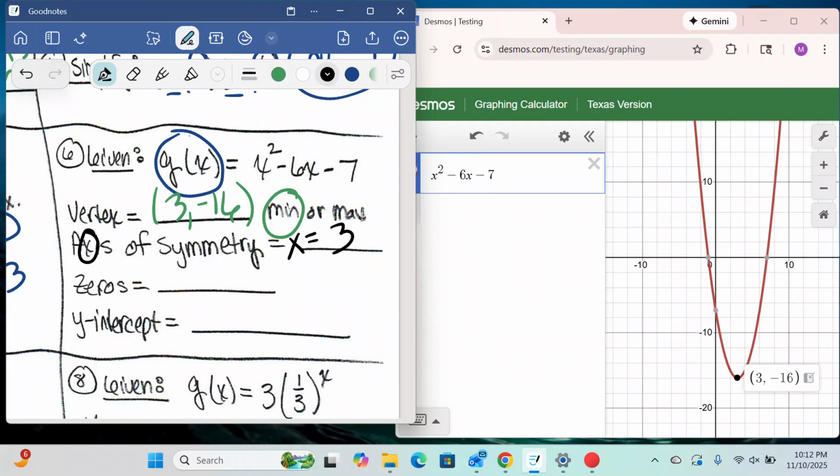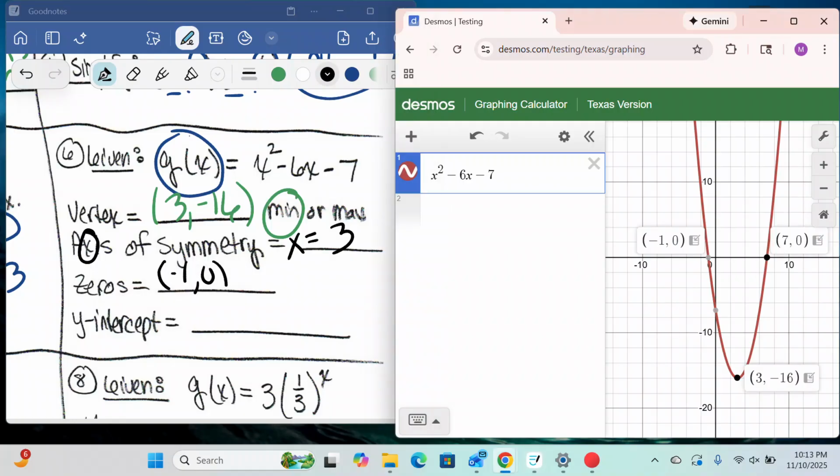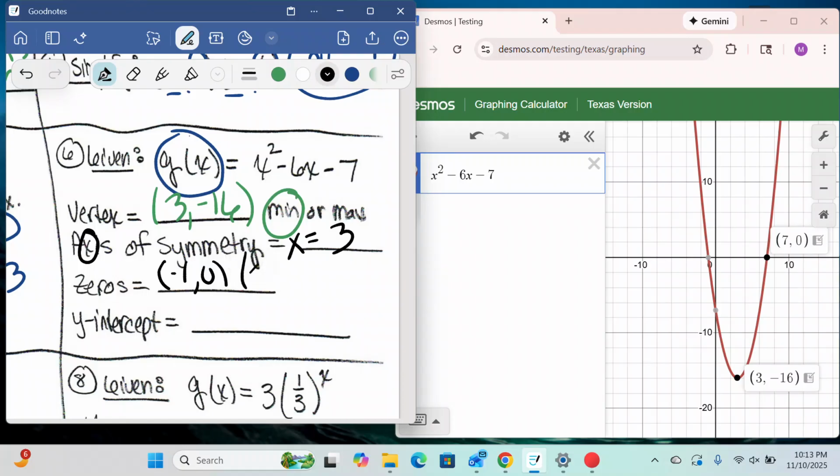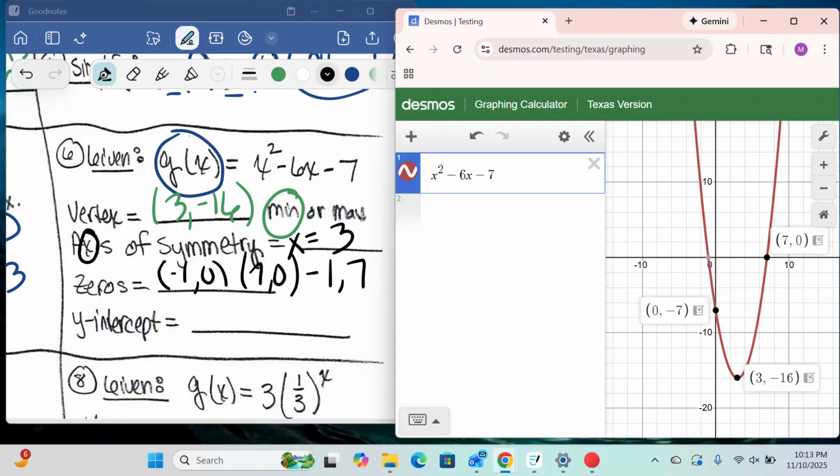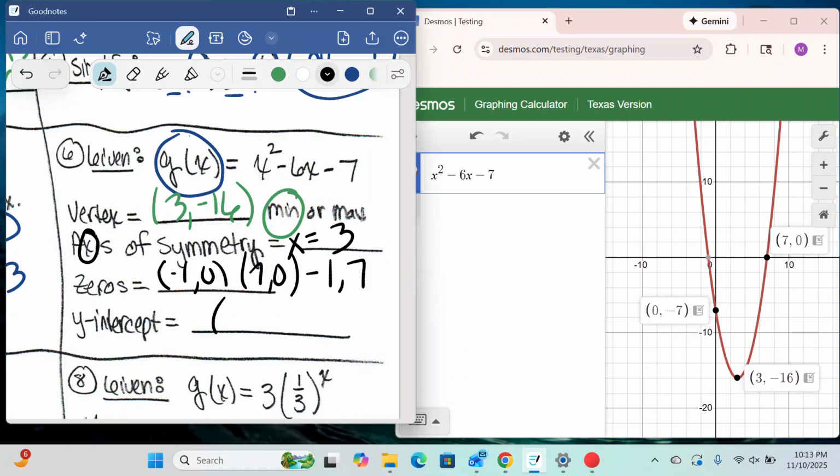And then, of course, the zeros are my x-intercepts. My two zeros are negative 1, 0, and my next zero is 7, 0. Those are my x-intercept points, so my zeros will actually be negative 1 and 7. If I want to find my y-intercept, where does this graph, the red, cross the y-axis, I'm going to click on it, and it is going to be 0, negative 7. And those are my given outcomes.